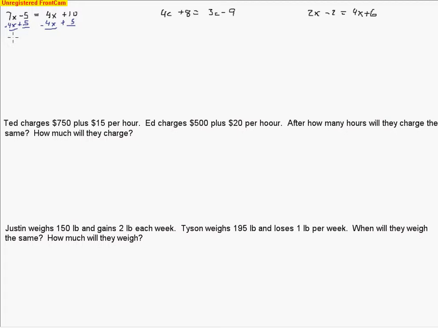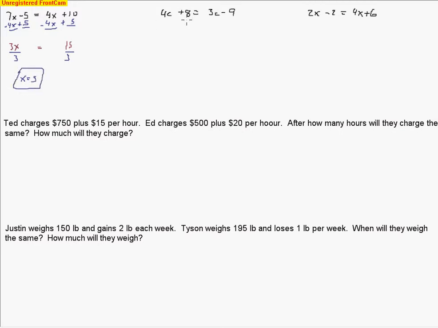So what I'm left with, when I subtract the 4x from the 7x, is 3x. And notice there are no more variables on the right. And when I add the 5 to both sides, 5 to 10 makes 15. And now notice there are no more variables on the left. So I've isolated the variable. Now all I have to do is divide by 3, and I get my answer of x equals 5.